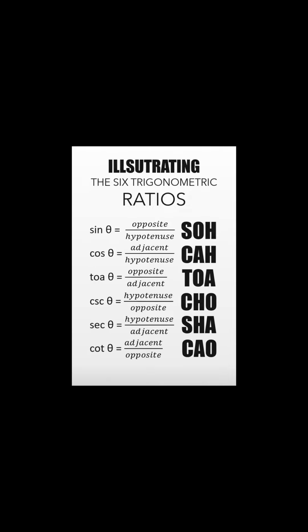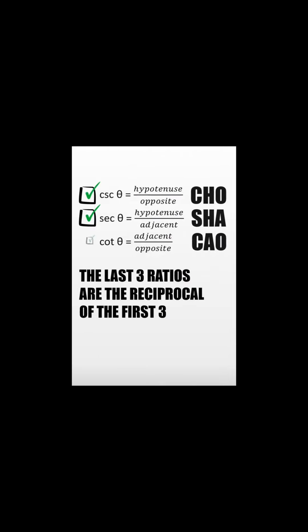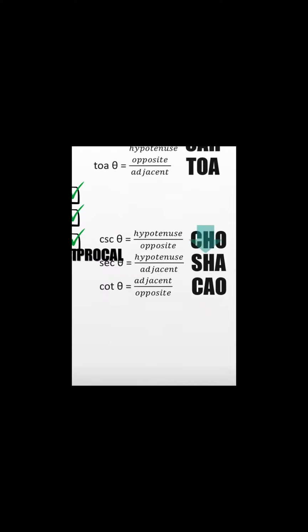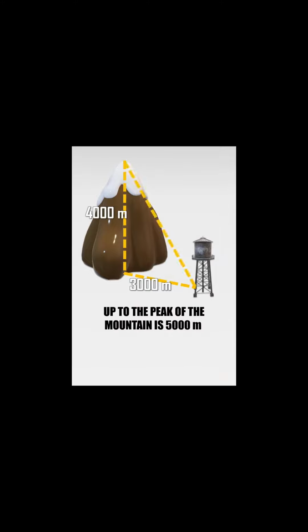Let's start by illustrating the 6 trigonometric ratios. Note that the last 3 ratios are the reciprocal of the first 3. Let's say the height of the mountain perpendicular to the ground is 4,000 meters. The distance of the mountain from the tower is 3,000 meters, and the distance from the feet of the tower up to the peak of the mountain is 5,000 meters.